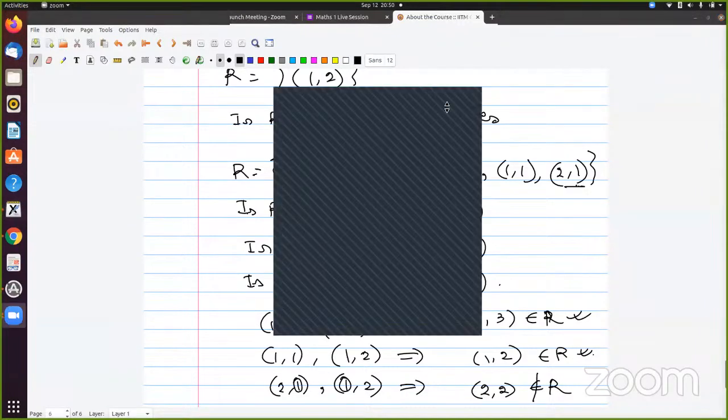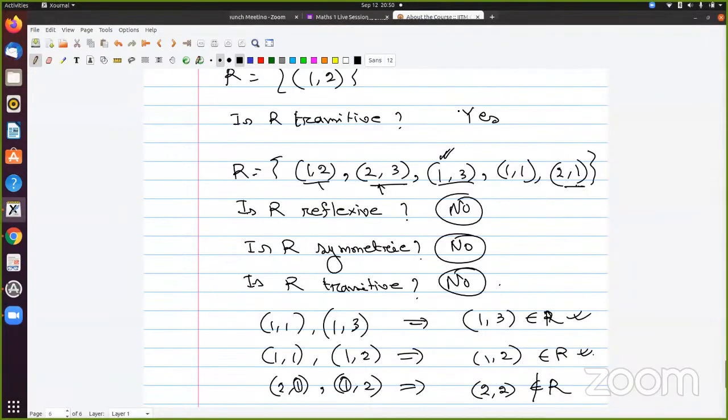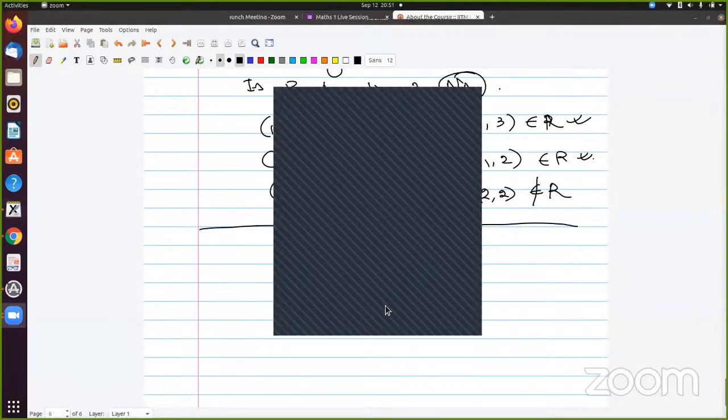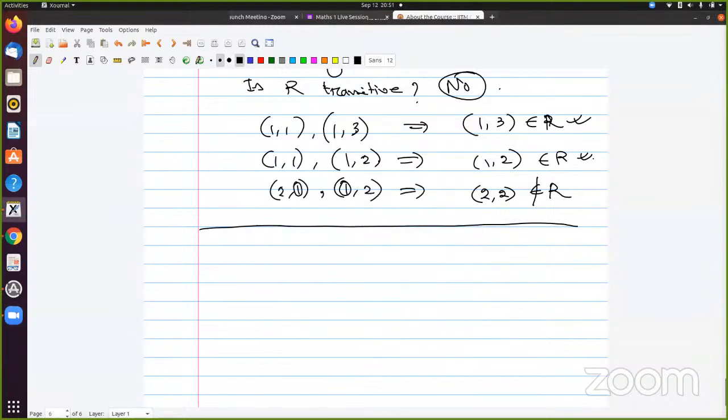Sir, there is a book shared with us in week 1, and in its example of transitive, there is a relation given which is not transitive, but the book mentions it as a transitive relation. What is that relation? Can you tell me? Sir, it is defined on the set {1, 2, 3, 4}.